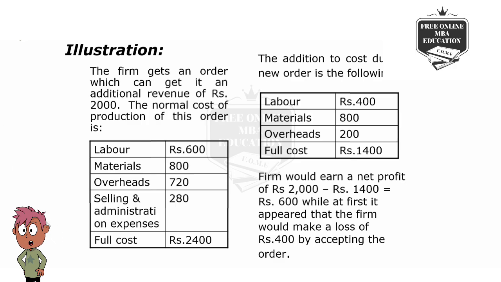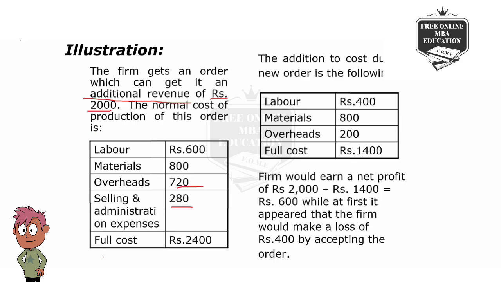Let me use the pen so that I can illustrate it better to you. Now, you are going to earn an additional revenue of rupees 2000, and this order is over and above the number of units you were going to manufacture in your manufacturing cycle. Obviously, you have methods of determining that also. Now, the normal cost of production for any order that you have is 600 rupees spent on labor, 800 rupees spent on material, 720 rupees spent on overheads. Selling and administration expenses is rupees 280.